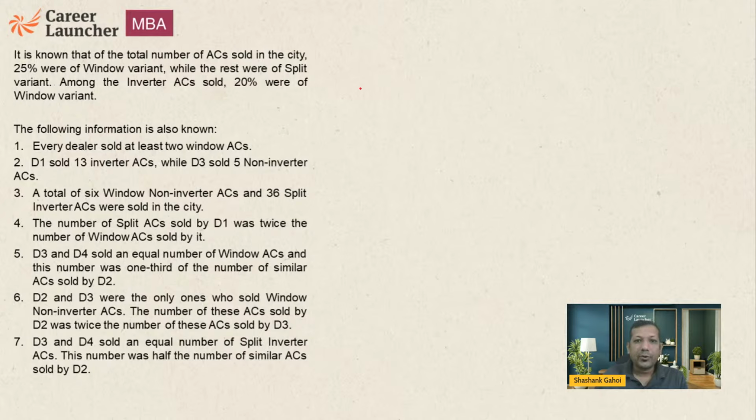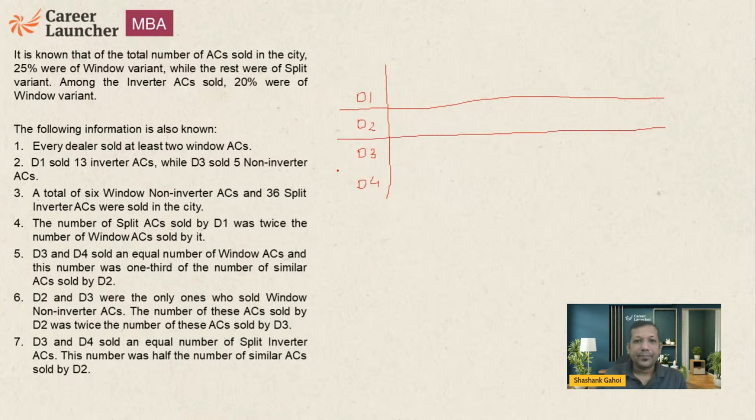So what I'm going to do, I'm going to make a table. I got D1, I got D2, I got D3, I got D4. Now, what kind of categories do I have? We have multiple categories. And in the end, I'm going to write total. And this is total.